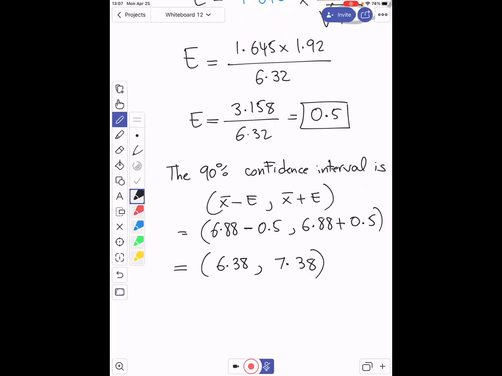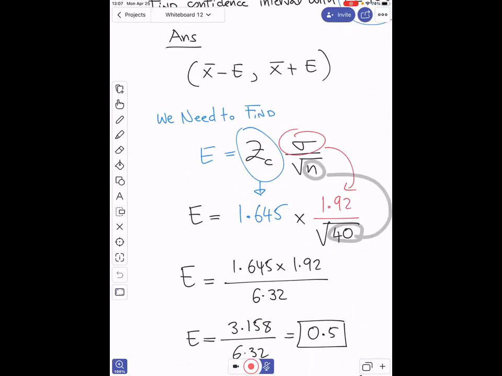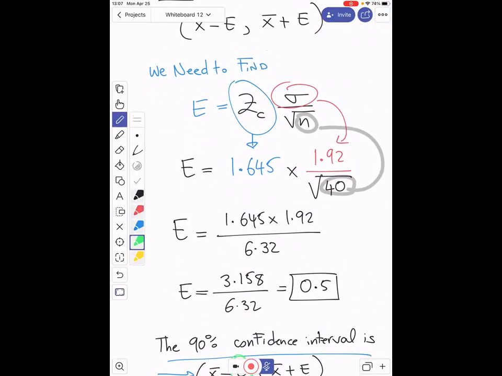So this is a fine answer. That's your 90% confidence interval. So all you have to do, guys, as you can see, is that the confidence interval is given by X bar minus E, X bar plus E. X bar is known, it's given in the problem. So all we have to do is compute this margin of error E. Here's the formula for the margin of error. Sigma is known, given in the problem. The size of the sample is given in the problem.